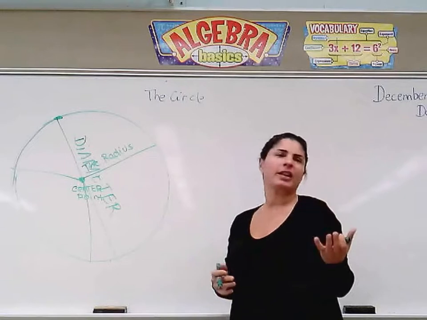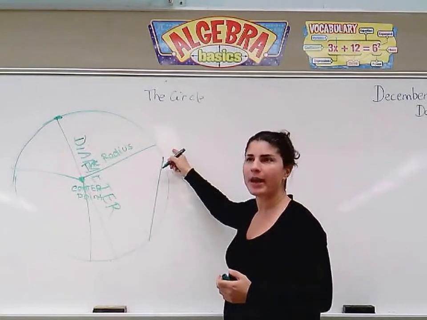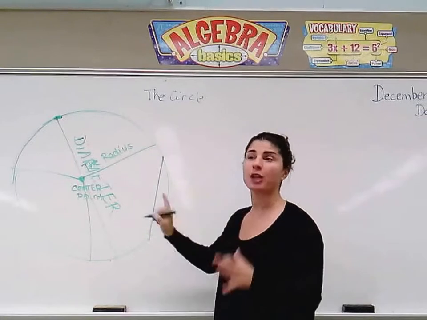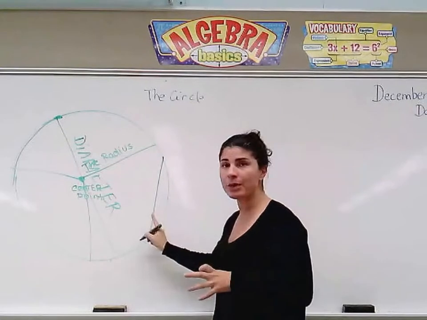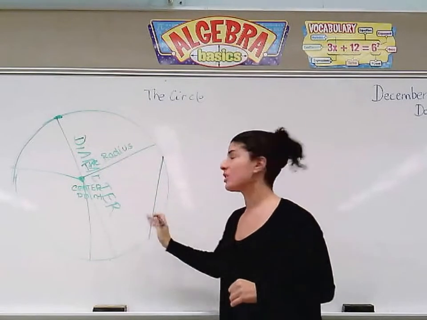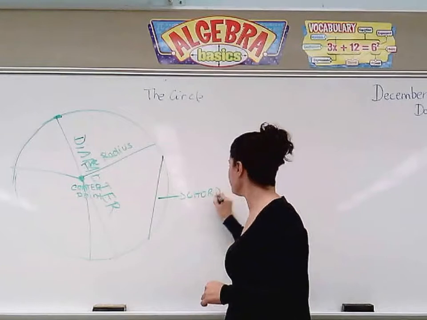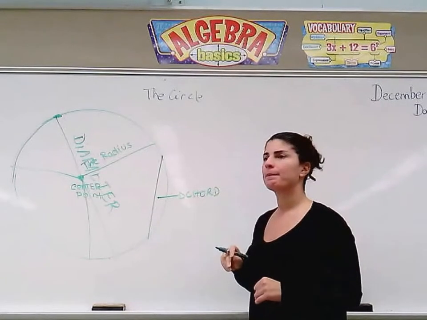There is a line that you have to know. It's called the chord, and it's a line that goes from one edge to the other edge, but not through the middle. If it's through the middle, it's called the diameter. If it's not going through the middle, then it's called the chord. C-H-O-R-D. And it could be anywhere.